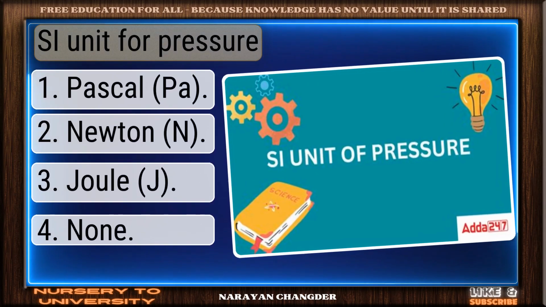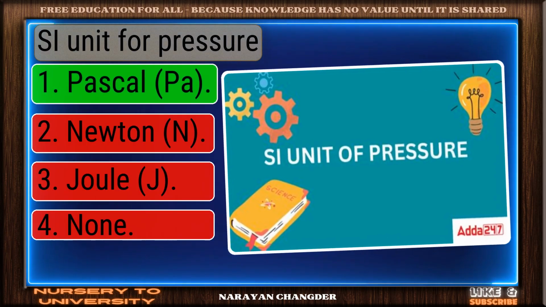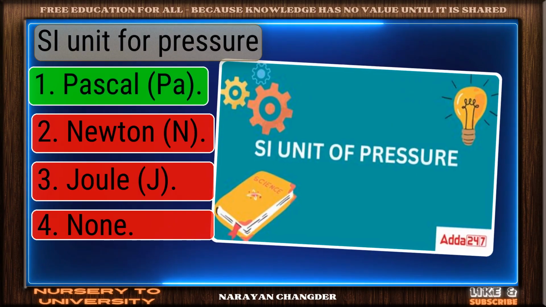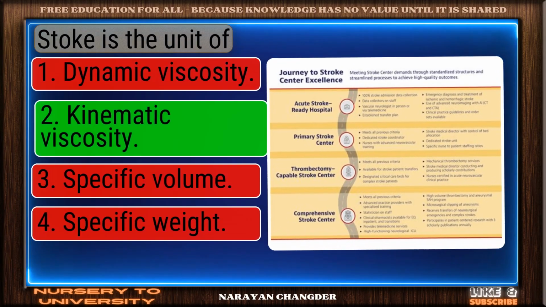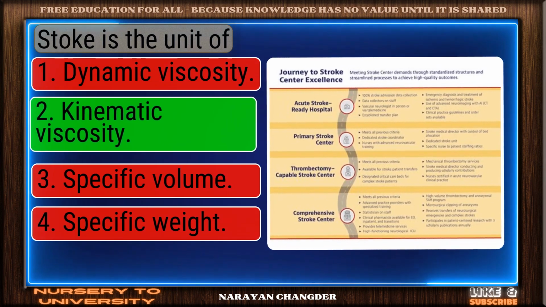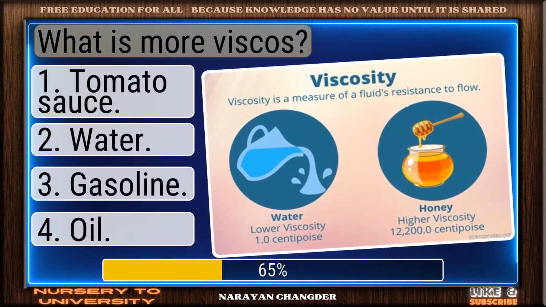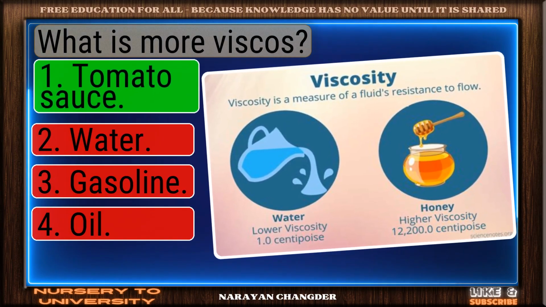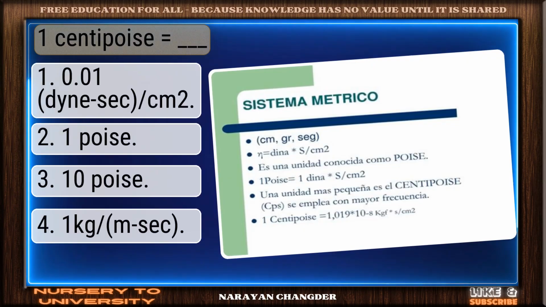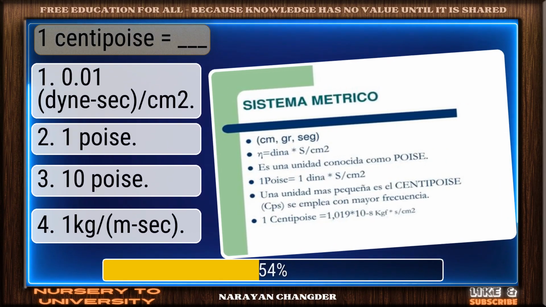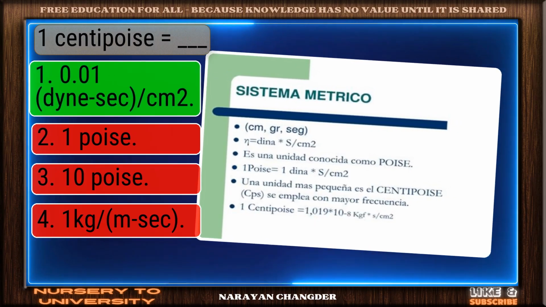SI unit for pressure. Strong choice. Pascal is the right answer. Stoke is the unit of. Correct. Kinematic viscosity is the right answer. What is more viscous? Exactly. Tomato sauce makes sense and it is the right choice. 1 centipoise is equal to dash. Well done. 0.1 Siemens is the right choice.